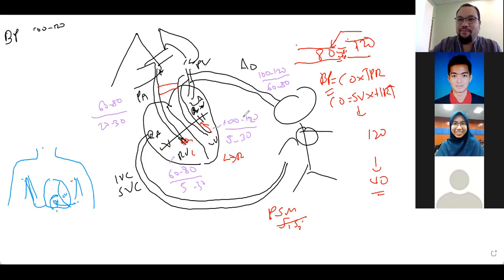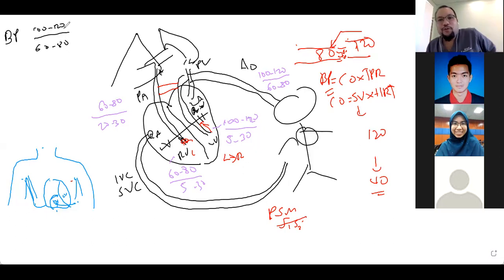Okay. Faham? Nampak? Okay. Let's look at dia punya BP. What happened dengan BP dia masa systolic? Reduce ke tak reduce? Zakuan? Mana Zakuan? Reduce. Kenapa reduce? The pressure, the blood shift from the aorta to the pulmonary artery.